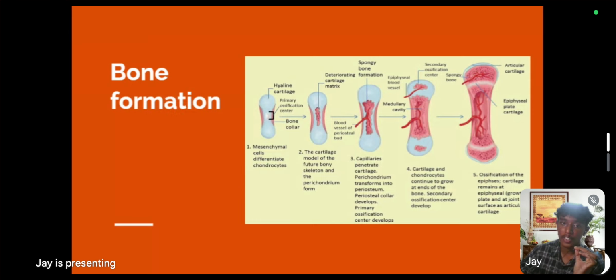Another part is some mesenchyme cells. They actually differentiate and mature directly into osteoblasts, which produce the osteoid matrix, which quickly calcifies. Most flat bones of the skull, mandible, and maxilla, and clavicle are formed this way.